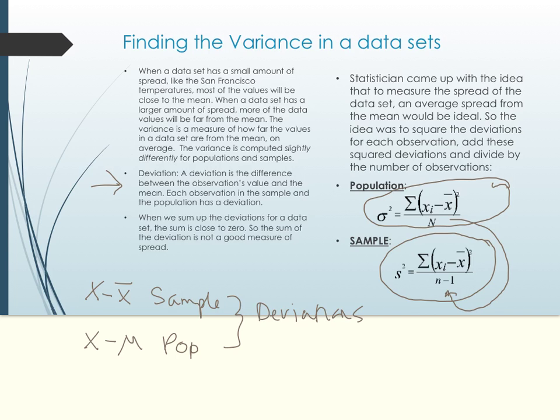Because we calculate x bar from the sample, it should not be included in the data set. So that's the reason we call it the unbiased estimate.